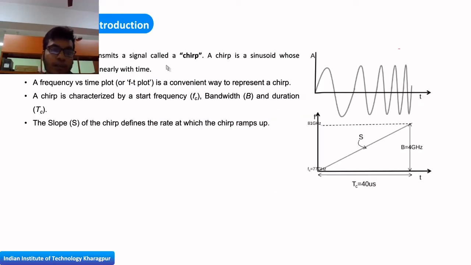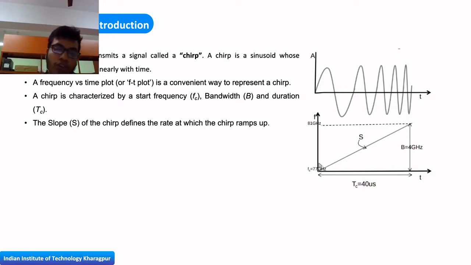So FMCW radars basically transmit a chirp. This chirp is basically a sinusoid whose frequency varies over time. From this graph we can see that initially the frequency is very low, but gradually over time this frequency increases. If I plot the frequency versus time for this particular sinusoid, I can see that the frequency is gradually increasing over time.